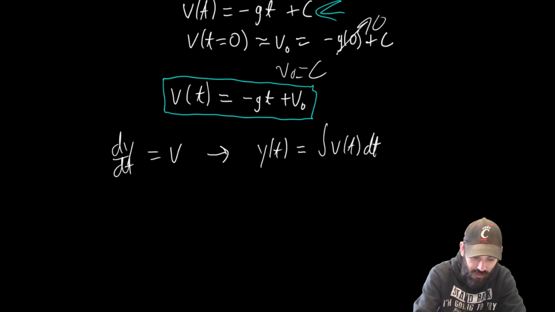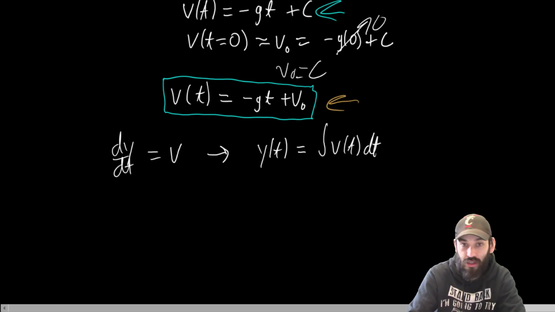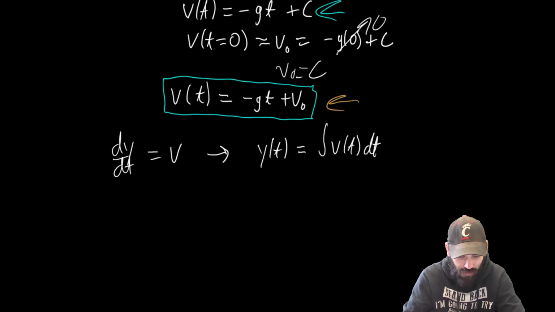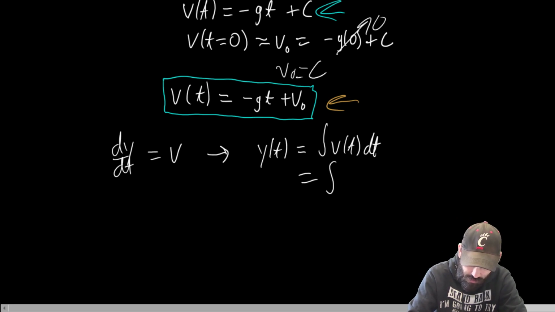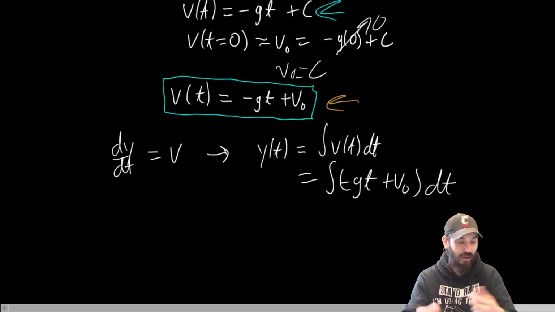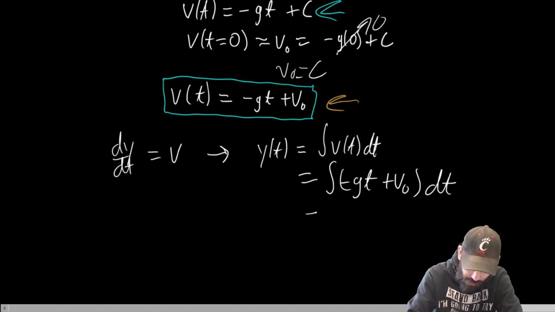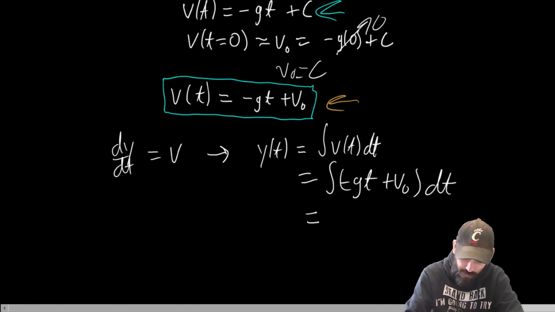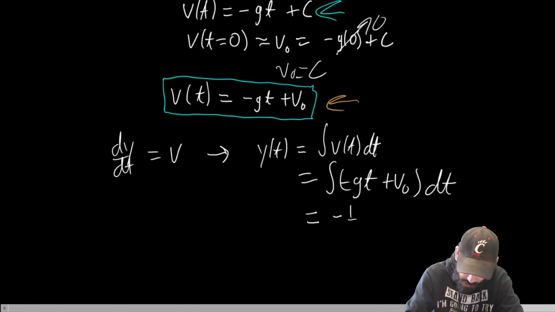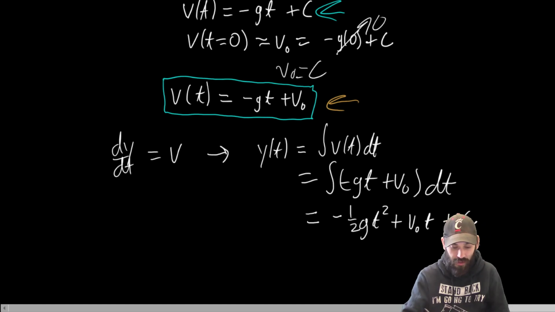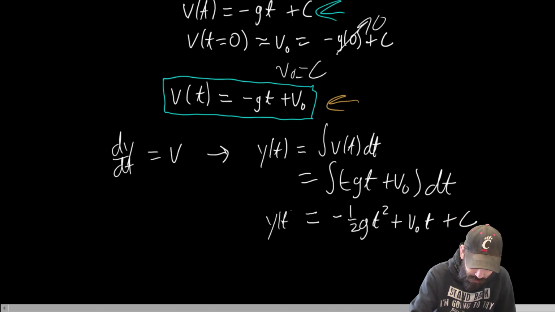We have what v of t is right here, so we can just take it and plug it into this equation. When we do that, this is going to be equal to the integral of minus gt plus v0, with parentheses here, and don't forget our dt. Now we have another integral that we can evaluate. When we evaluate this integral, this is going to be equal to minus 1/2 gt squared plus v0 t plus a new constant of integration. Okay, so here's our y of t.